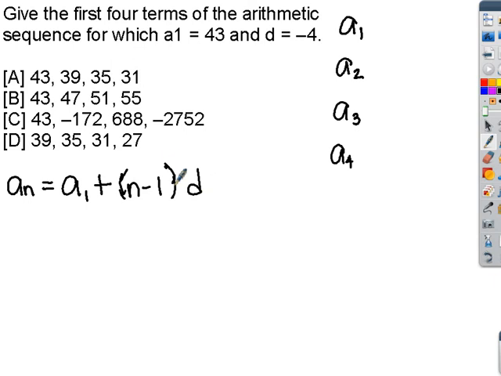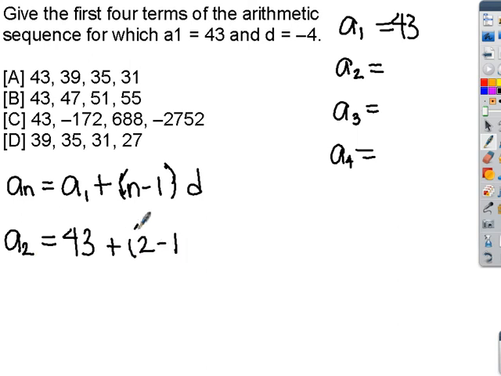So first term we know is 43. We already know that. Let's plug that in. Now we're going to use that and our common difference to figure out a sub 2, a sub 3, and a sub 4. So if I'm looking for a sub 2, that's the number of the term I'm looking for. A sub 2 equals a sub 1. Remember, that's 43. What is n? Well, n in this case is 2 minus 1 times the common difference, which is negative 4.